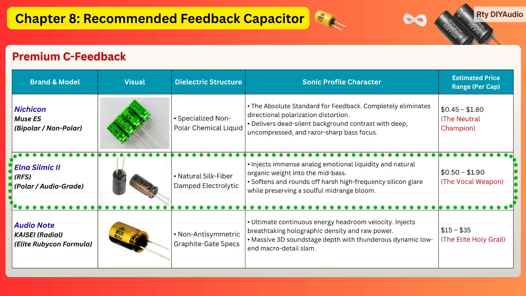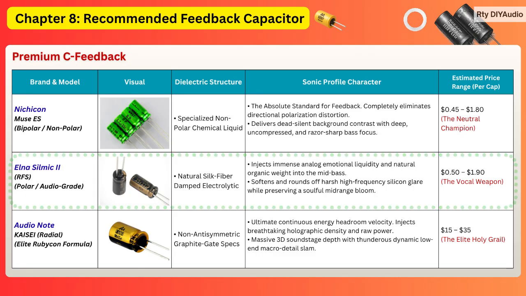Second, the ELNA Silmic 2 RFS series. This natural silk fiber-damped electrolytic stands as our primary vocal weapon, injecting immense analog emotional liquidity and natural organic weight into the mid-bass, while masterfully rounding off harsh high-frequency silicon glare to preserve a soulful mid-range bloom.